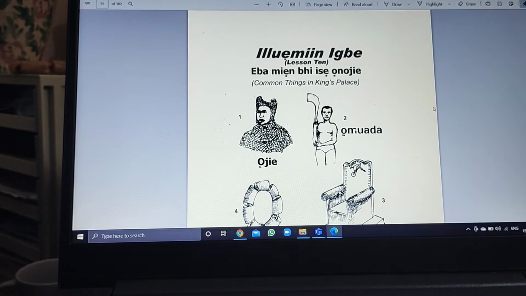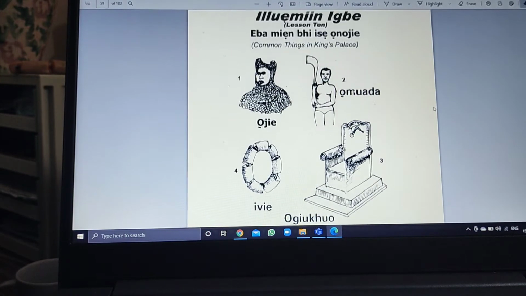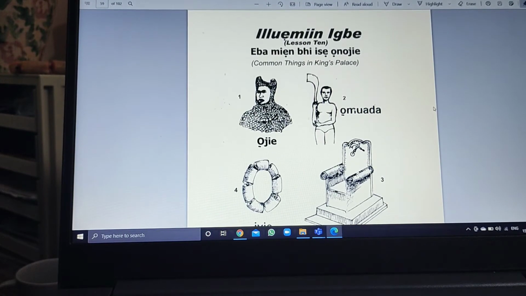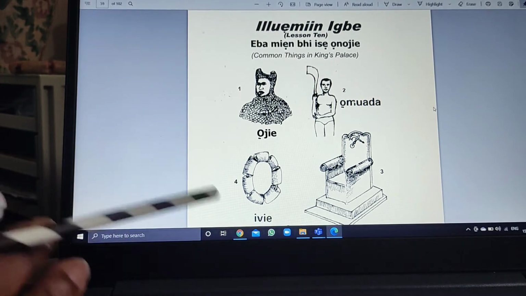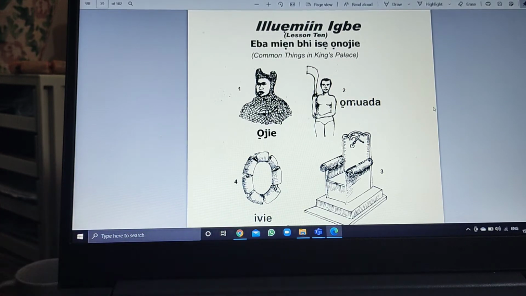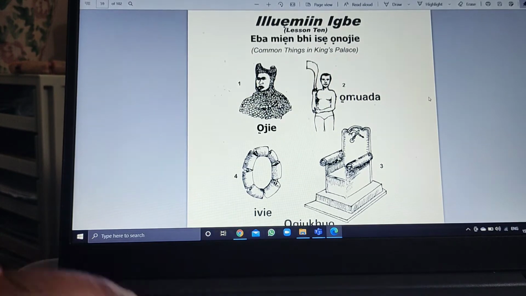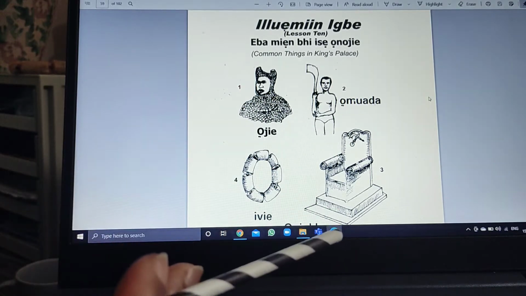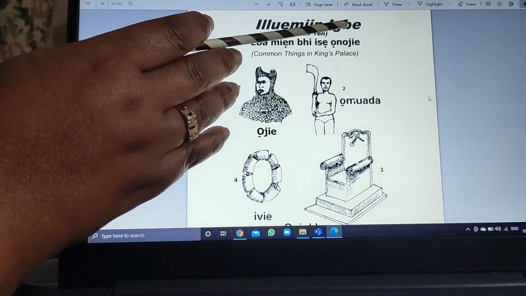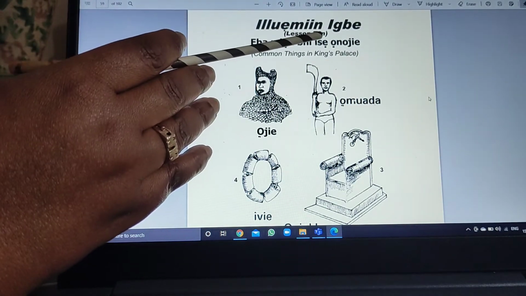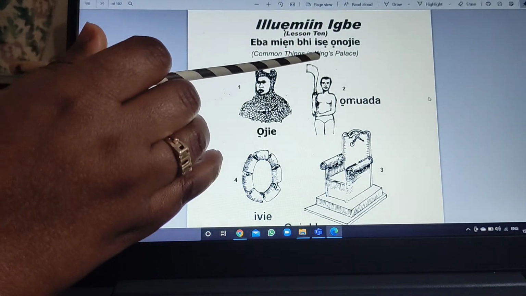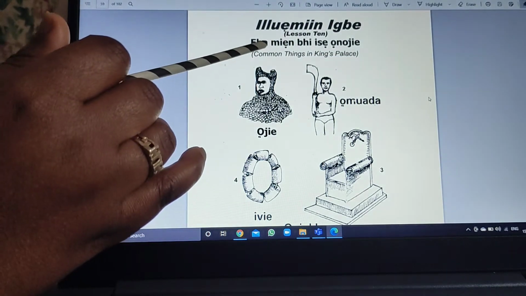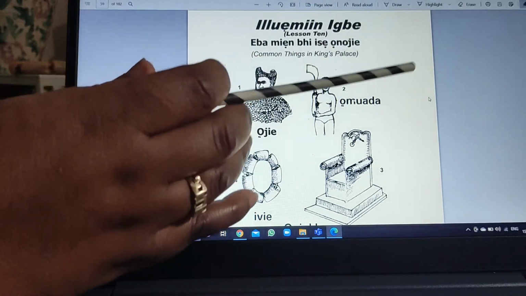Then we now come to lesson 10, which is a nice way of ending those individual words and pictures in this book. So I will tell you at the end of this lesson what we'll be going to next. I think it's a nice way to wind down actually, with things in the palace. So Iluemi Igbe. Igbe is 10. So then common things in the King's Palace, which is Bamieri Isi Onojie.